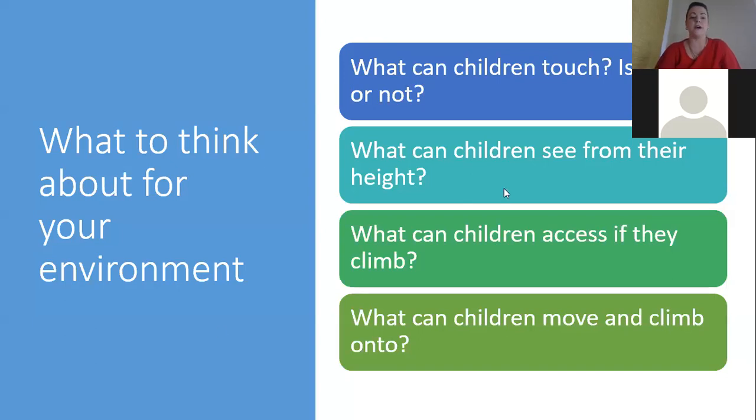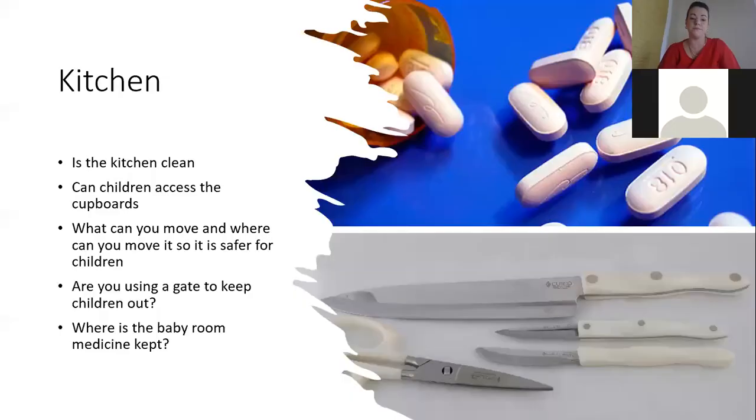So what to think about with your general environment is, what can children touch? Is it safe or not? What can children see from their height? What can children access if they climb? And what can children move and climb onto? That's a general thing we'll be thinking about when it's your environment.